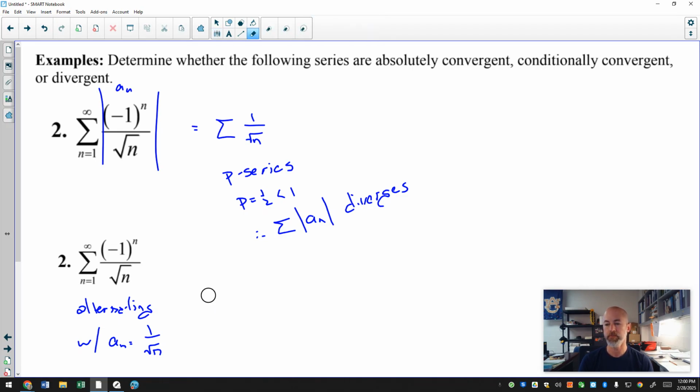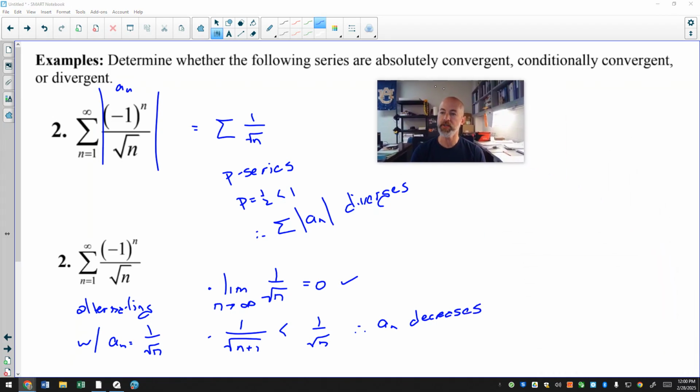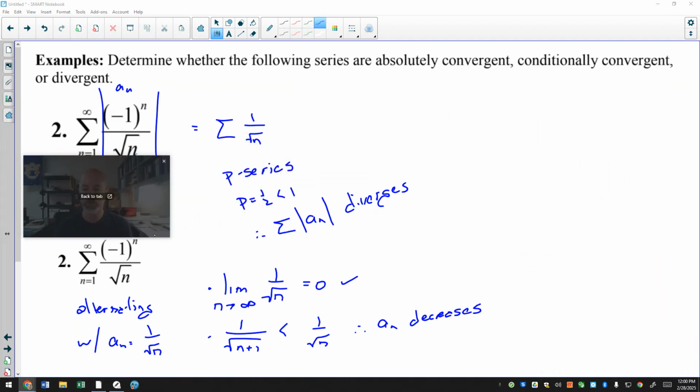I'll just bullet them. First, I'm going to consider the limit as n approaches infinity of 1 over the square root of n, and that does indeed equal 0. We're bottom heavy there. I also need to know that the sequence decreases. So is the n plus first term, 1 over the square root of n plus 1, less than 1 over the square root of n? That is a larger denominator, and a larger denominator favors a smaller fraction. Therefore, a sub n decreases. And we do indeed meet both of the conditions for the alternating series test.